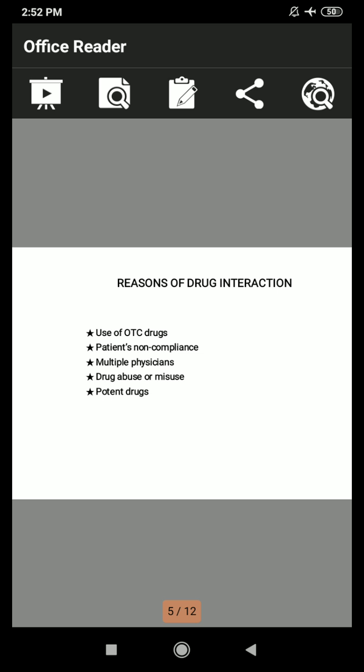What is the use of OTC drugs? Without consultation of physicians, use of OTC drugs like aspirin, antacids, nasal decongestants, etc. with prescribed drugs can result in drug-drug interaction.